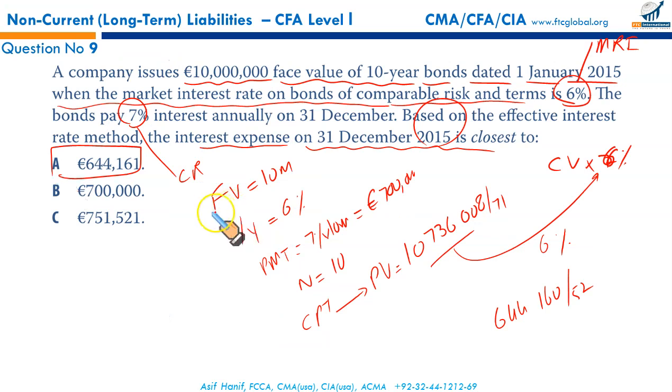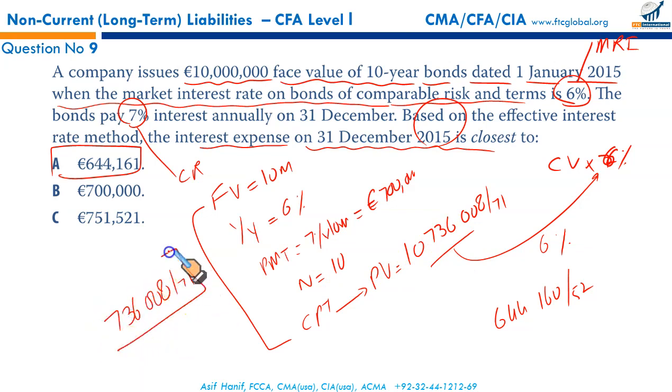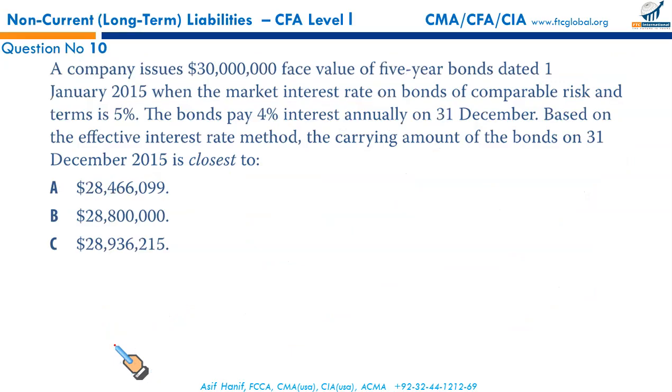So remember the difference between 10 million and the value you received, 736,008.71. This is your premium that needs to be amortized over the life of the bond, 10 years. So A is the right answer. Next.